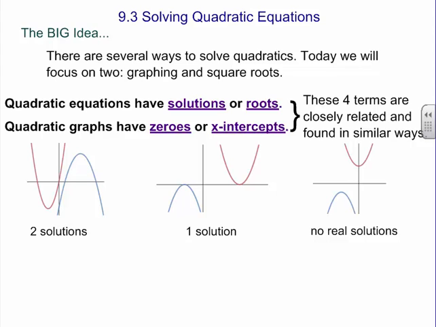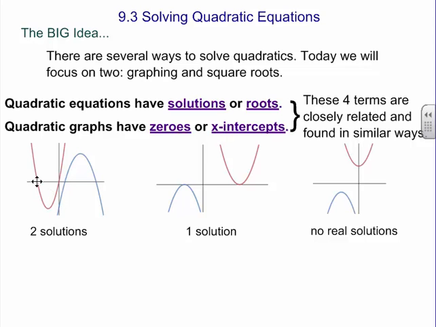Okay, so a quadratic equation has solutions or roots. Make sure you're aware of that. Solutions or roots, either one of these. Quadratic graphs have zeros or x-intercepts. These four terms are closely related and found in similar ways. So if I'm talking about solutions or roots or zeros or x-intercepts, you'll know I'm really talking about the same thing. And we'll use them in different situations.